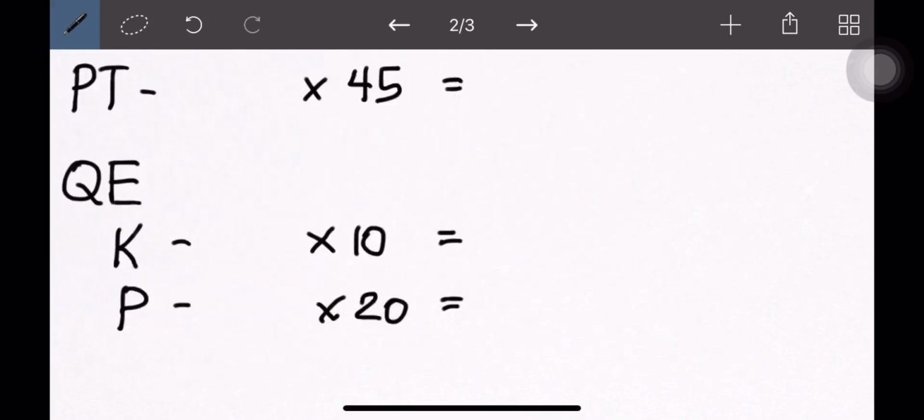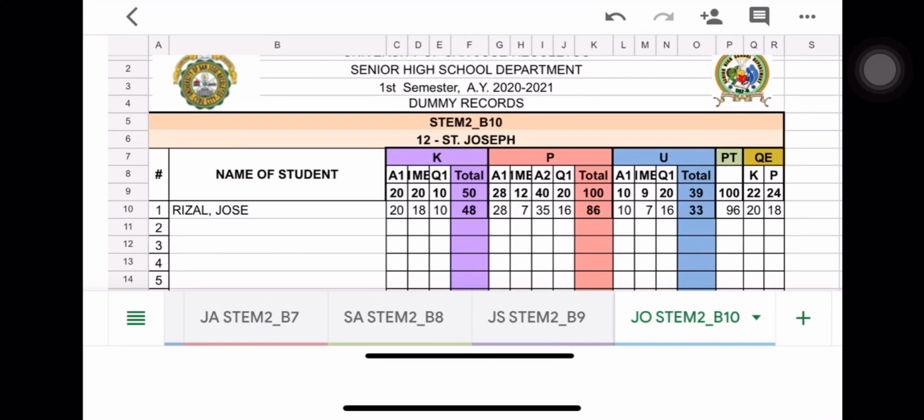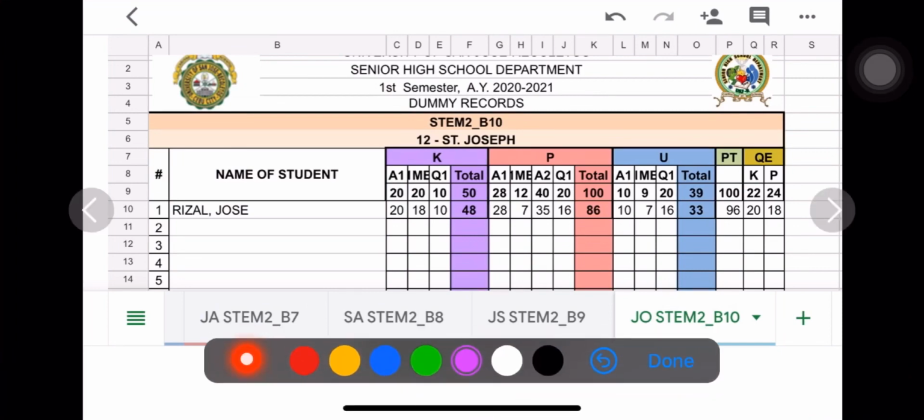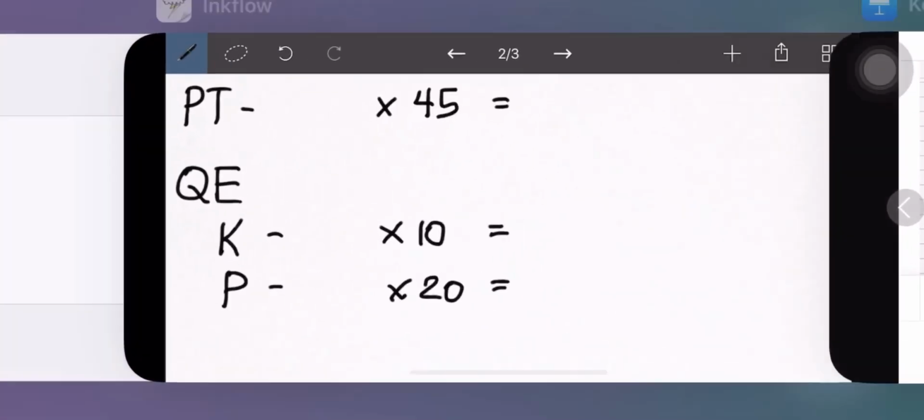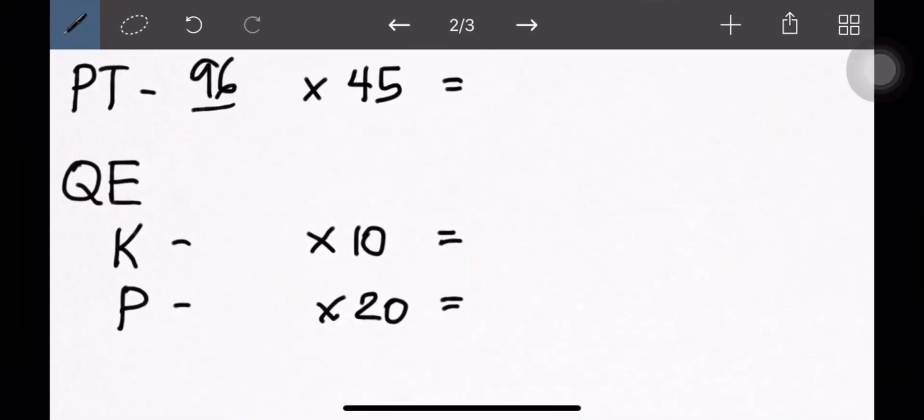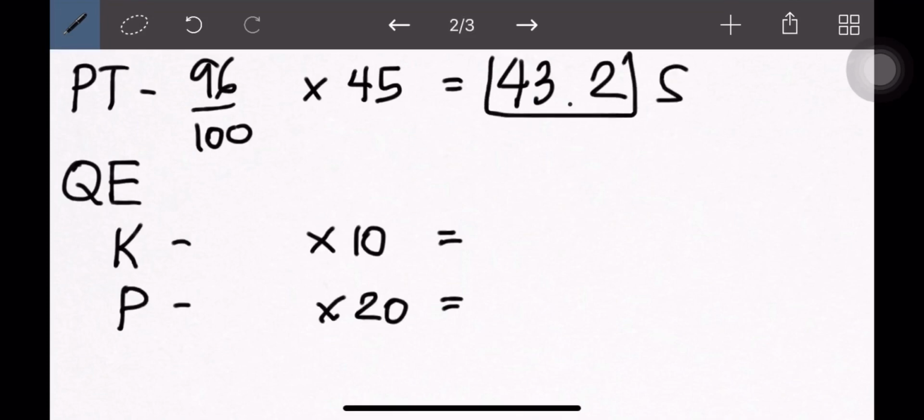Now let's go to the performance task. So Rizal's score is 96 over 100. So 96 over 100 multiplied by 45. So the score is 43.2. So we're gonna rename this as S4.